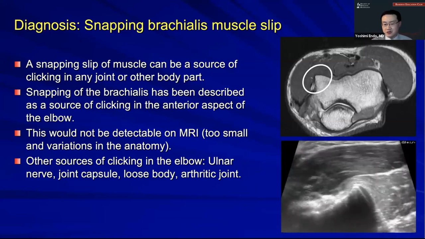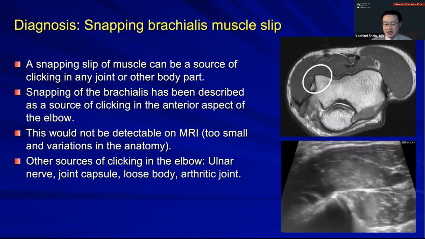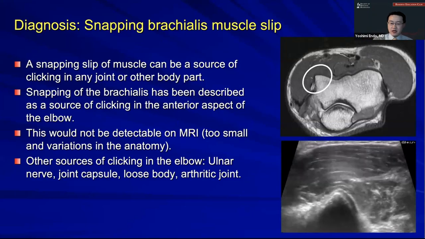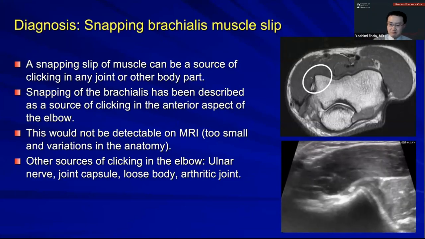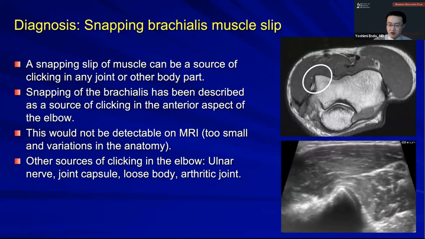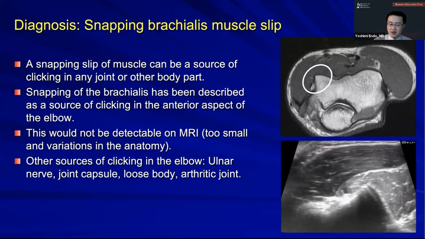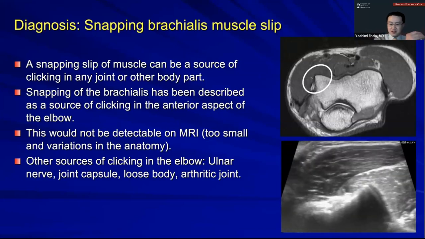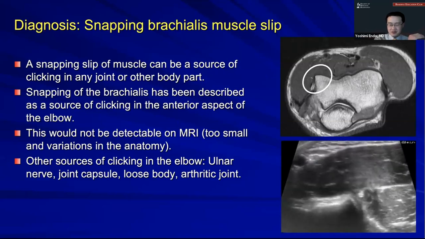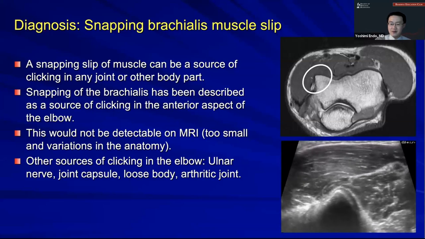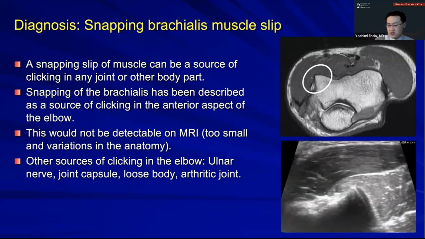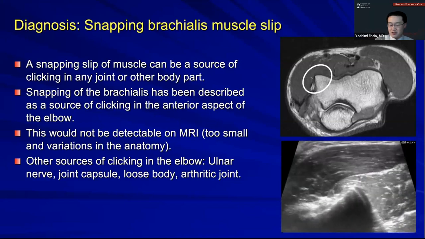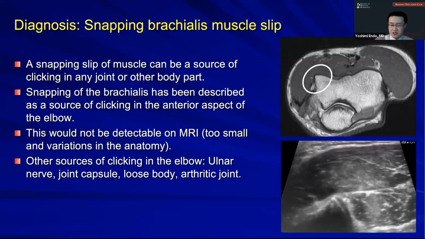That's another good thing about ultrasound. If the patient has a focal area of clicking along just one part of the elbow, ultrasound is a very good study for that, because you can really focus your exam. It's different from somebody who comes in with generalized clicking and can't pinpoint it, who says they feel clicking inside the elbow but can't tell whether it's anterior or posterior. Even dynamic ultrasound would not be the best test for that, because ultrasound tends to be a more focused exam.